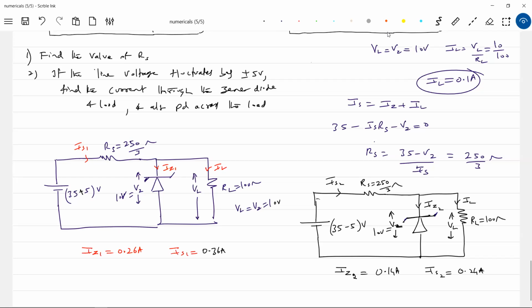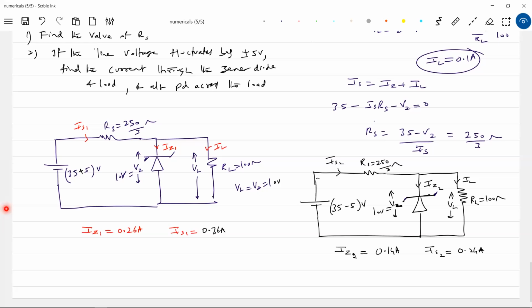For voltage regulation, the load must be connected parallel to the Zener. See what will happen if you connect it in series.